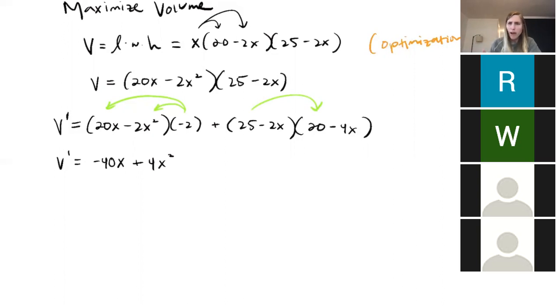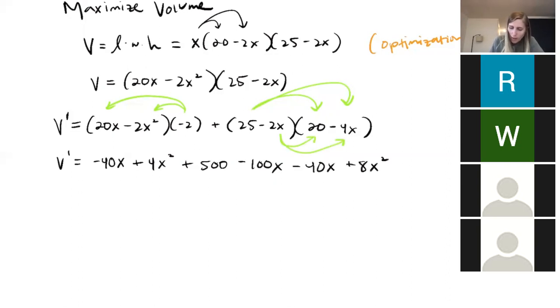25 times 20 would be 500, right? And then, oops, minus 4x would be minus 100x. And then we would have minus 40x plus 8x squared. And combining like terms, that would be 12x squared minus 180x plus 500. So that's V prime, simplified.